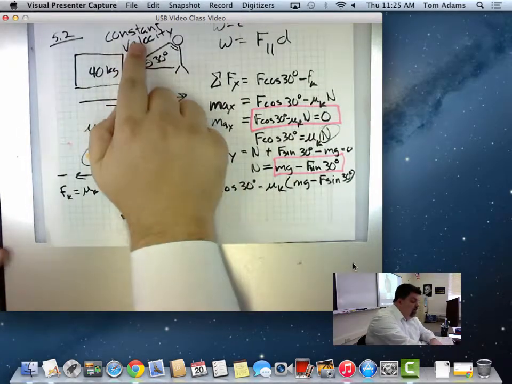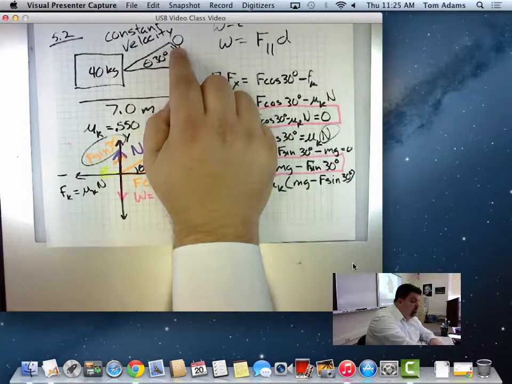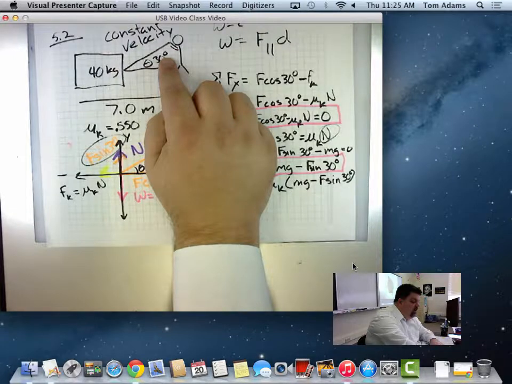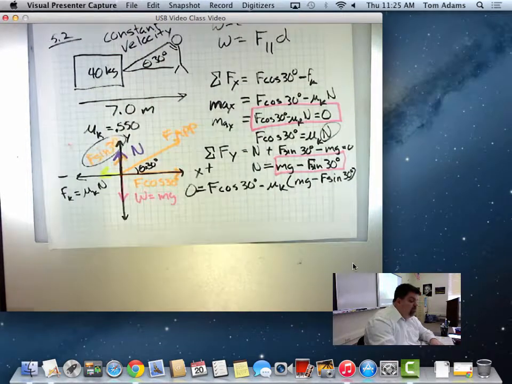Got a crate moving at a constant velocity. The crate has a mass of 40 kilograms. There's a guy pulling on the rope 30 degrees above the horizon. He's pulling with a constant force. We don't know what the force is. He displaces the object 7 meters.